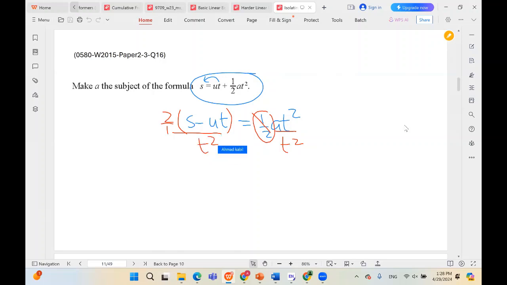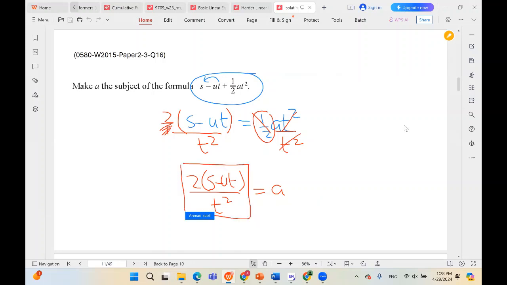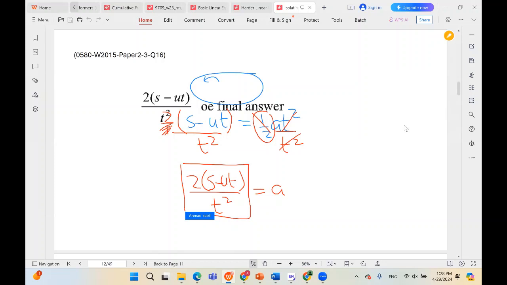We said that over 1 is not really important. So our final answer would be 2 times s minus ut over t squared. And on the right-hand side, of course, these cancel out. So we're just left with a. So this is the expression that we get as a final answer: 2 times s minus ut divided by t squared.